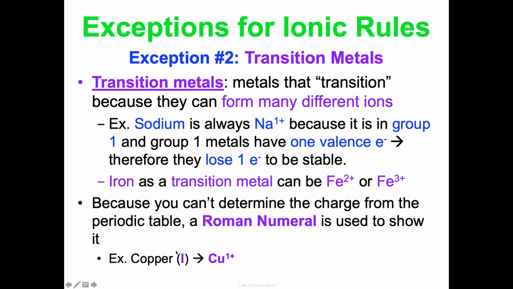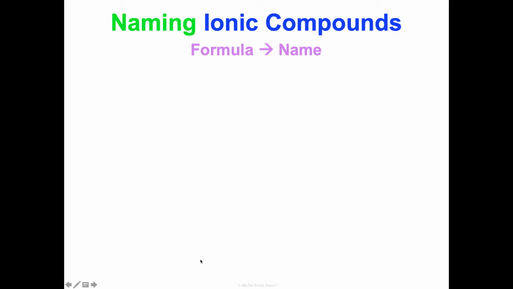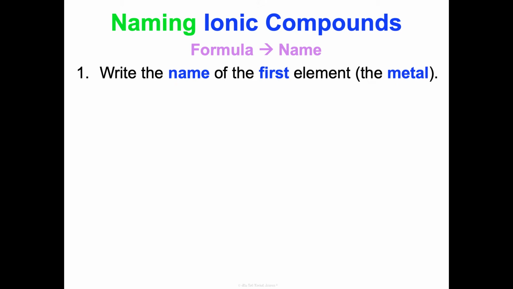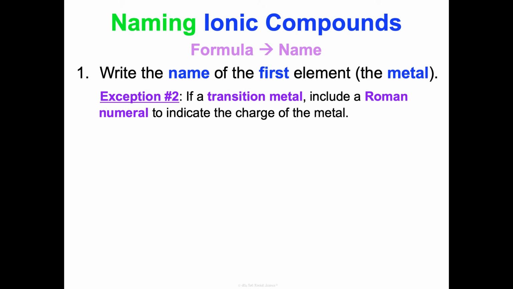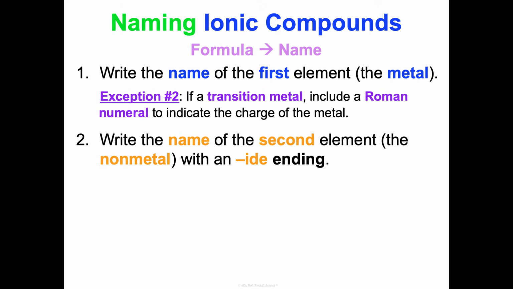So for example, copper 1 is the same thing as Cu with a 1+ charge. Copper 2 is the same thing as Cu with a 2+ charge. And so that's what we're going to be using moving forward. Okay, so let's look at our rules again. Same thing, I'm just going to add to our rules with purple text what applies to naming these with transition metals. Okay, so exception number 2, if the first element is a transition metal, you're going to include a Roman numeral to indicate the charge of the metal. And then you name the second element with its IDE ending as normal. So that's not going to be affected at all because the second one's just going to still be a non-metal, right? So it can't be a transition metal.